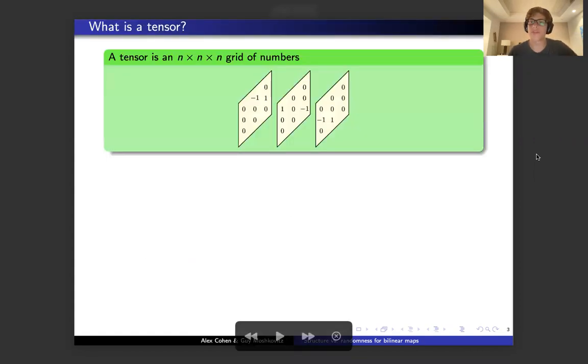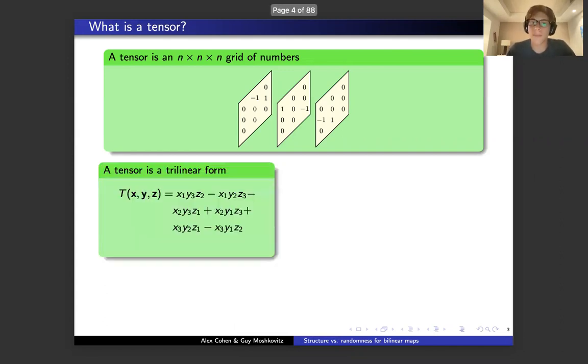So to begin, I want to review what a tensor is. Just as a matrix is an n by n grid of numbers, a tensor is an n by n by n grid of numbers. A complementary point of view that'll be useful for us is that a tensor is a trilinear form. So it's a function that takes in three vectors, x, y, and z, and it outputs a scalar in a trilinear way. The correspondence here is that a tensor is a polynomial in the vectors x, y, and z, and the coefficient of the xi times yj times zk term of that polynomial is the ijk entry of the tensor.